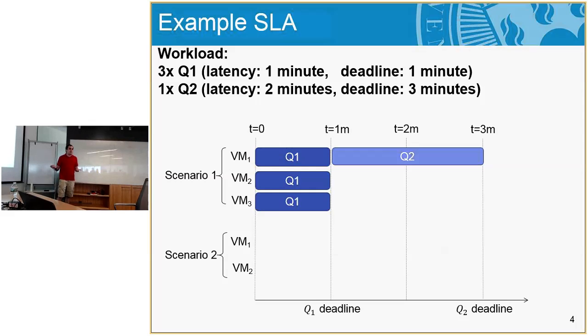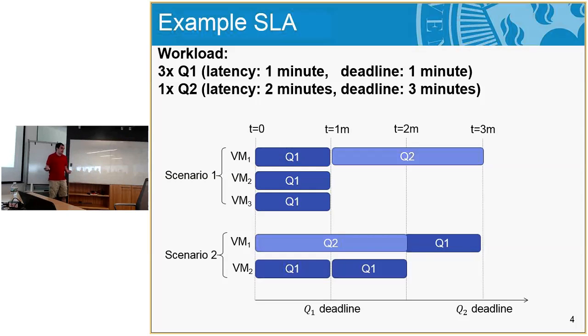Another thing to do would be to just provision 2 virtual machines and schedule the queries on them like this. In other words, put Q2 first here, and then 2 instances of Q1. The problem with this is that 2 queries miss their deadline. These 2 instances of Q1 aren't completed by their deadline at 1 minute.